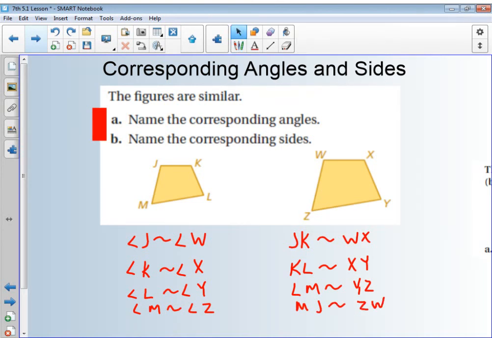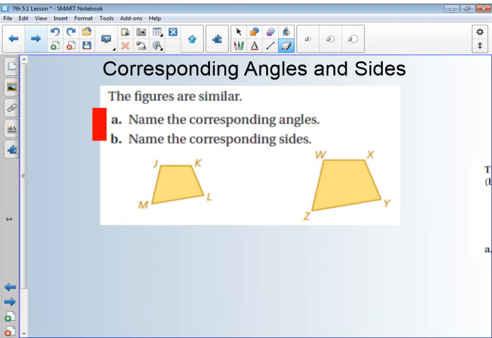Okay, so there's all of your corresponding angles and corresponding sides. Once again, it's very important that you're able to identify those, because as we start moving forward, you're going to have to understand how to compare either angle measures or side measurements to decide if you have similar figures. In order for them to be similar, those would have to be equivalent to each other, or proportional if you're talking side lengths. If I were to say that angle M was 50 degrees, understanding corresponding angles, I could also identify that letter Z was also 50 degrees.